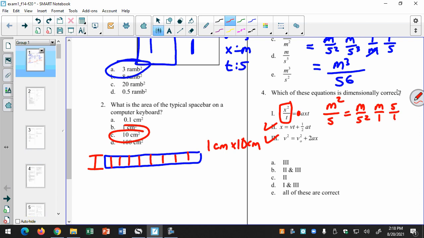Then I can go through and cancel out things that I can cancel out. I can get rid of this, gets rid of one of those, and I'm left with on the right side meters squared per second, and then of course I also have meters squared per second on the left-hand side. So that is a dimensionally correct equation.